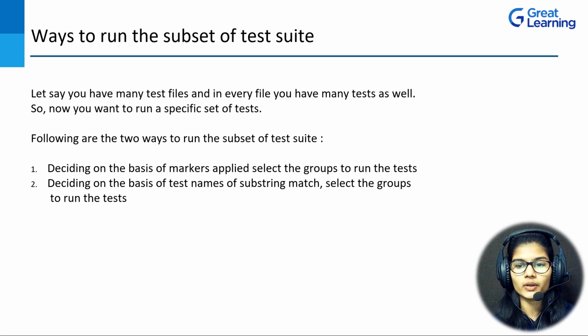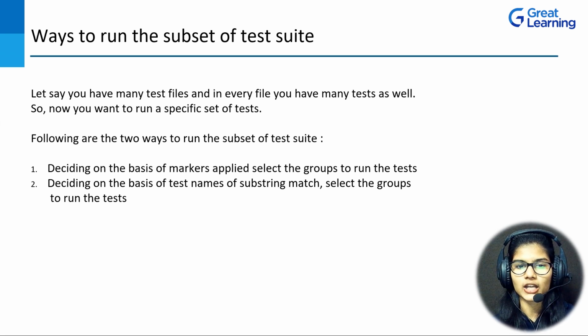So what are the ways used for running a subset of the test suites? There are 2 different ways which are followed. The first one is deciding on the basis of markers applied, to select the groups to run the test. The markers are some sort of hint, which we are going to discuss in detail further. So whatever markers you have applied, according to that you could select the groups and run the test.